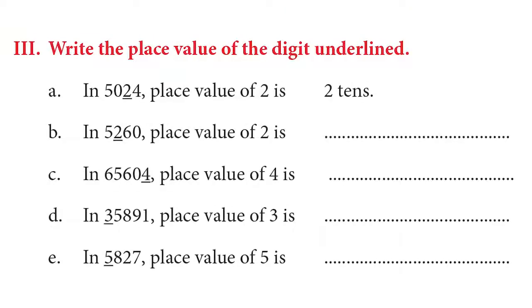The next one, write the place value for the digits underlined. So, what are the digits underlined? Let's take a look. The first one is done for us. Let's look at D. In 35,891, the place value of 3 is 10,000. That's right. And in 5,827, the place value of 5 is 1,000. Okay. So, you will write the answers as 5 thousands, 3 10,000s.